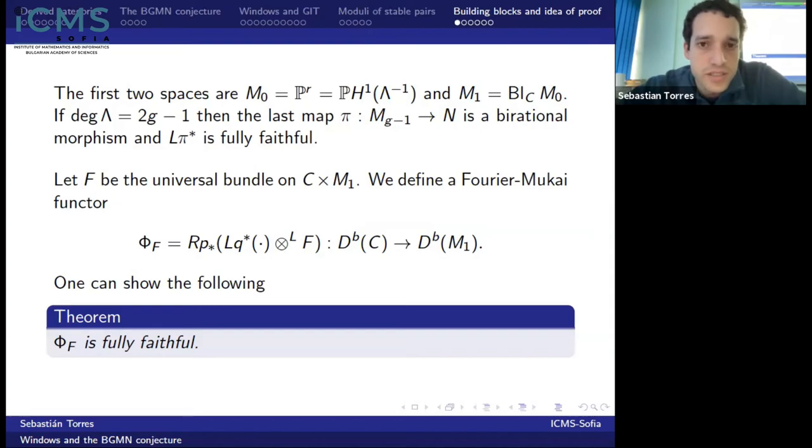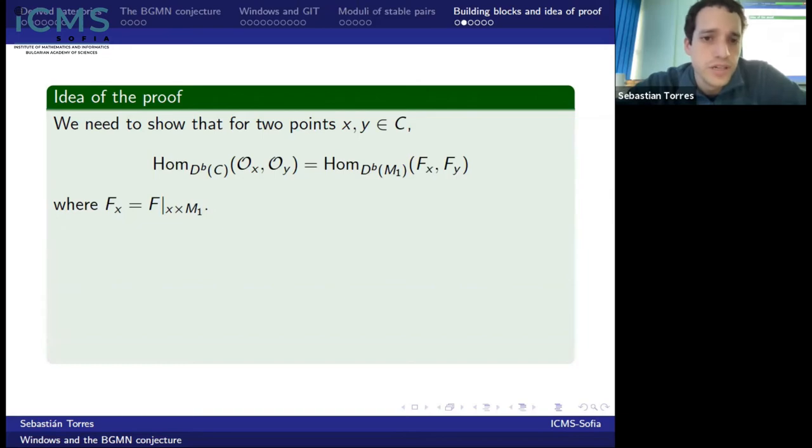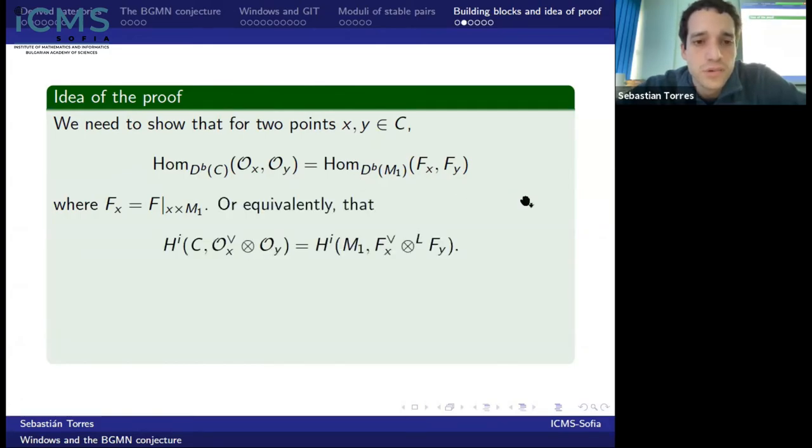How you show that is as follows. What you need to show, by the Bondal-Orlov criterion, is that it is fully faithful on points, because fully faithful means that morphisms should be the same, and you can check that only on points. So you need to show this, and if you want to think about this in terms of cohomology, it means this. Actually, here it's hypercohomology, I should say, because I have a chain complex and not a sheaf. And all these functors are derived, so you should really think of this as a complex. And the left-hand side is trivial. It's easy to compute. It will depend just on whether x is equal to y or not.